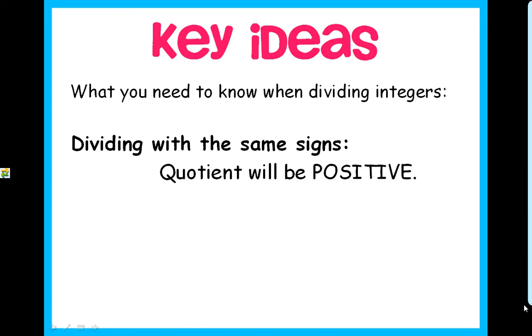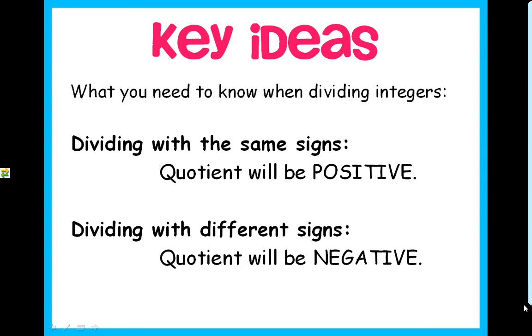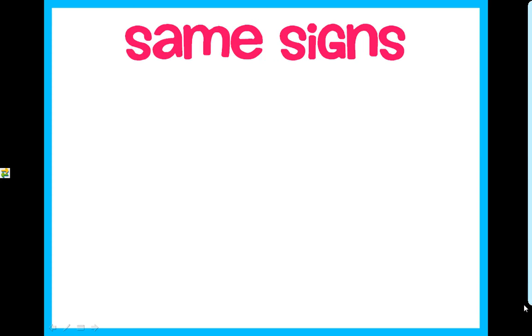Dividing with the same signs, the quotient will be positive. Now remember that a quotient is the answer to a division problem. So same signs, going to be positive. Dividing with different signs, the quotient will be negative. Just like in multiplying. Same signs are positive, different signs are negative.